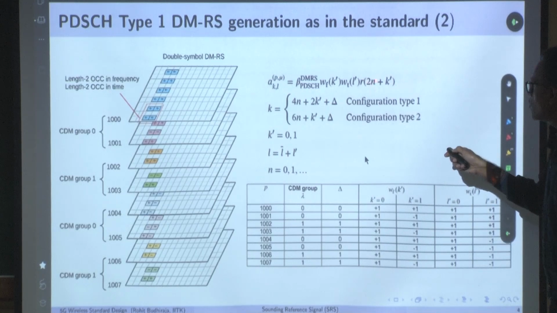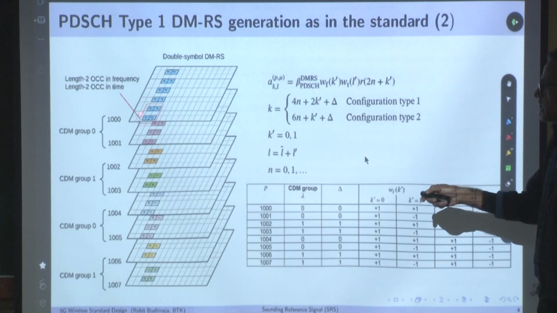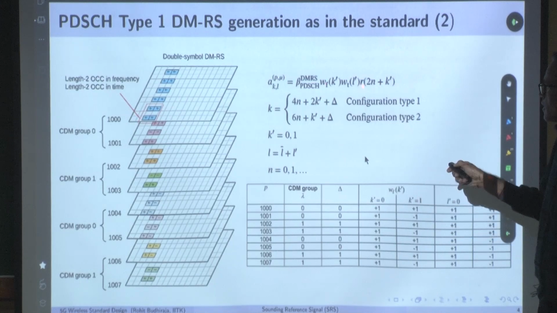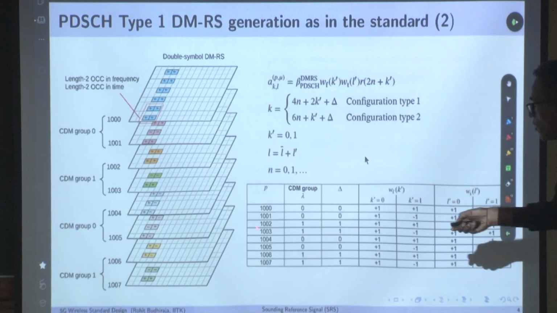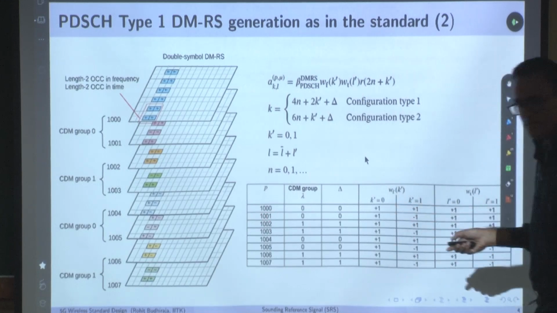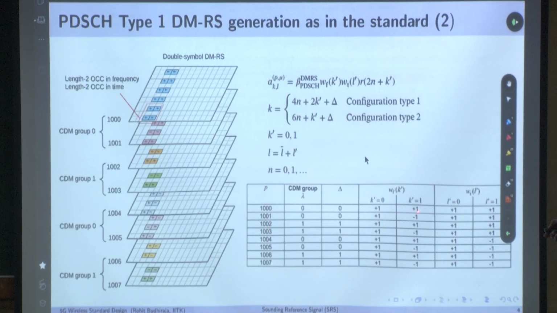So r of 0 gets multiplied by plus, r of 1 also gets multiplied by plus, r of 2 gets multiplied by plus, and r of 3 will get multiplied by minus. Now you move to the next port. For this port, you see this plus minus. K dash 0 and L dash 0 will give you +1 and +1, and K dash 0 and L dash 1 again +1 and +1, so plus. Is it clear what I am saying here?